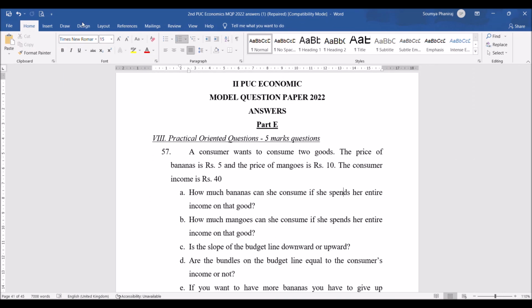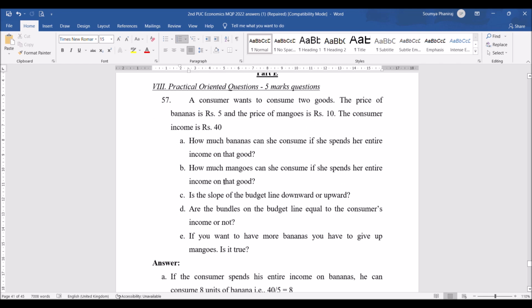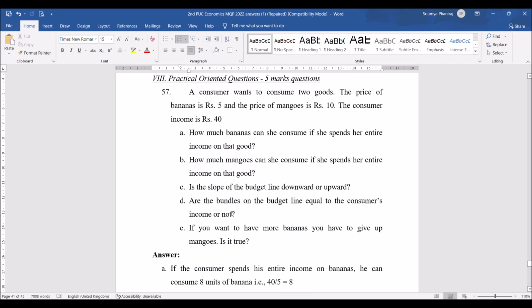Part E answers. Part E is related to practical oriented questions. Each question is for 5 marks. So the 57th question, a consumer wants to consume 2 goods. The price of bananas is rupees 5 and the price of mangoes is rupees 10. The consumer income is rupees 40. Based on this data, 5 questions have been asked.